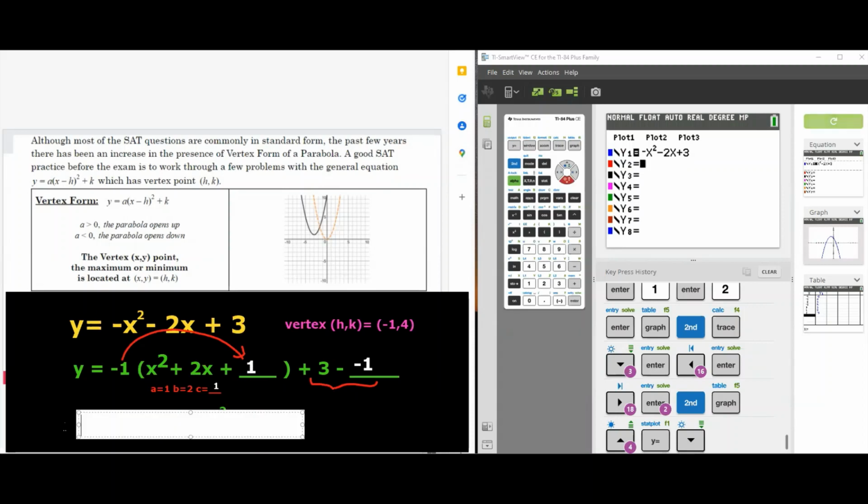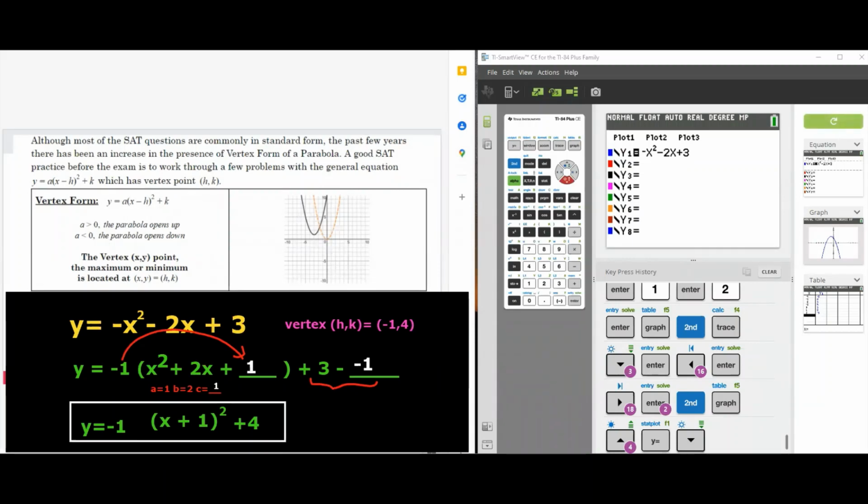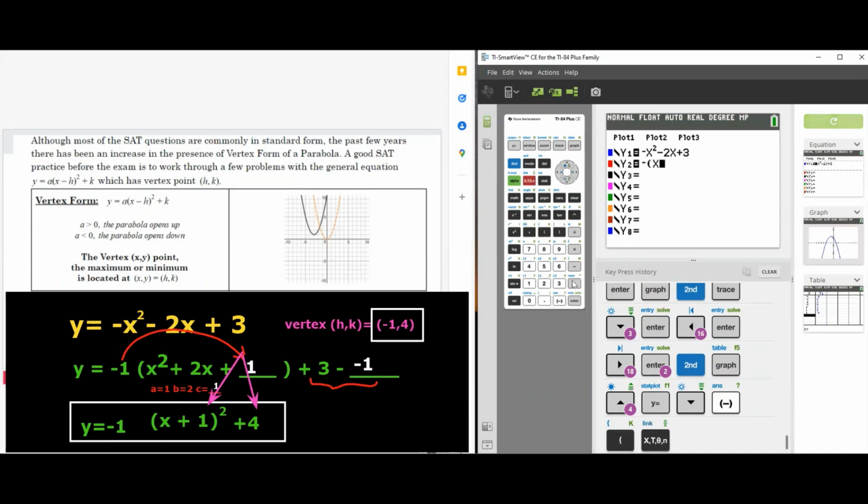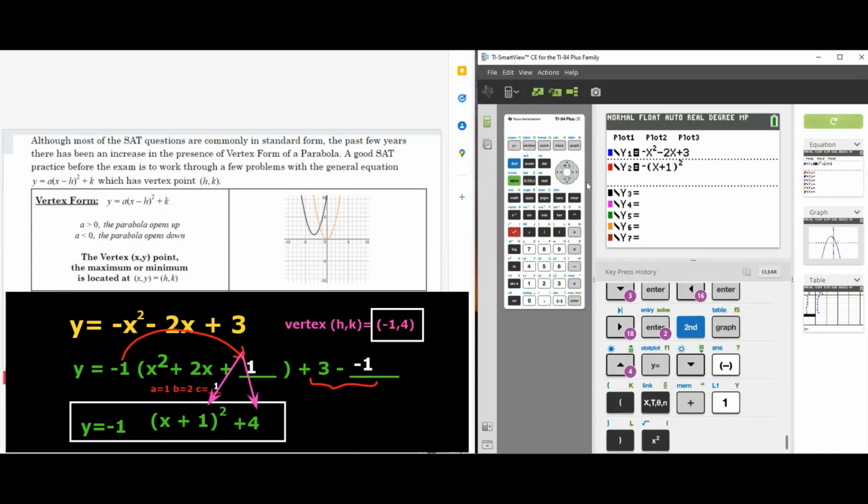So now we have the same equation written in vertex form. Y equals -1 times x plus 1 squared plus 4, which tells us that the vertex is at -1, 4. So I'm going to put that down here as the red line. This is the identical equation, but it's written in vertex form. Okay, we just used this method called completing the square. So negative parentheses x plus 1 squared plus 4.